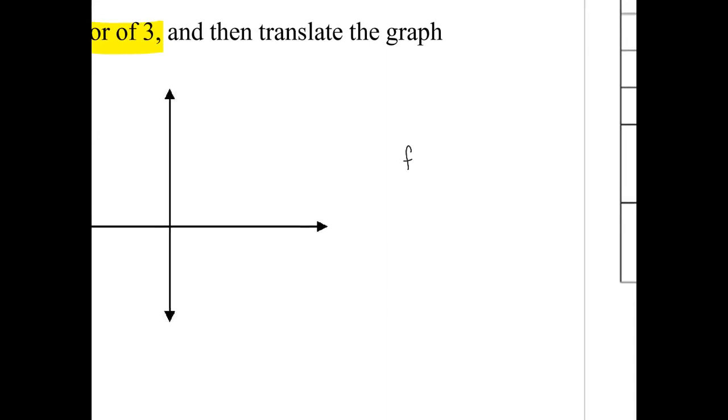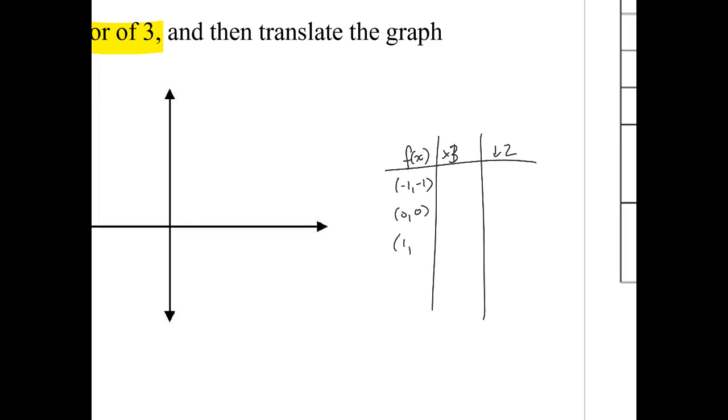We'll do the same setup using our mapping notation. Times 3, and then down 2. So (-1, -1), (0, 0), (1, 1). I like cubics for that reason. It's easy to work in the middle. Okay, so times 3 would get me (-1, -3), (0, 0) becomes an invariant point, and (1, 3). So we see some symmetries here where we didn't see it necessarily as much there.